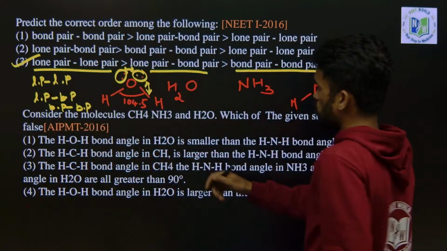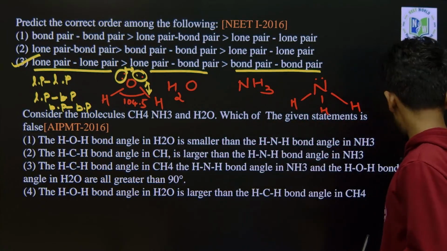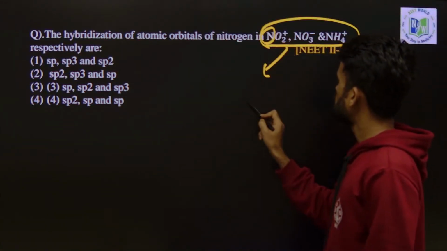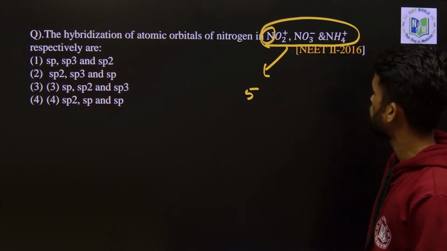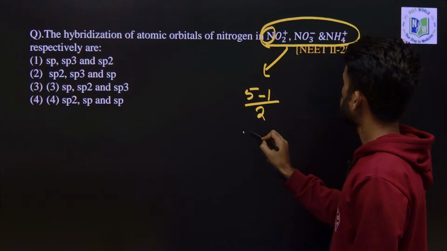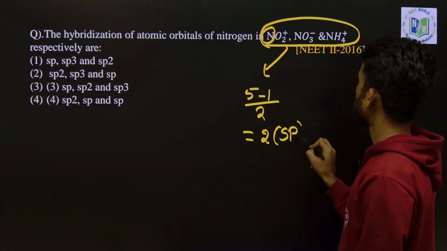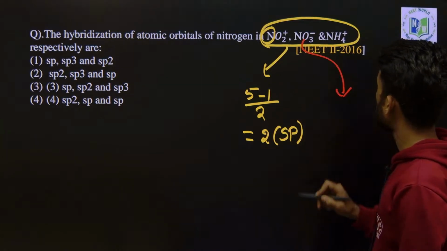Next, you can answer based on the explanation. Can you answer the hybridization of these three molecules? Very easy. NO2 plus: nitrogen is a fifth group element, the 15th group, so 5 valency electrons, plus 1 is there, so remove 1 electron, by 2, so 4 by 2 means you have only 2, that is sp. So what is the hybridization in this case? sp hybridization. And for the NO3 molecule, what can you say?